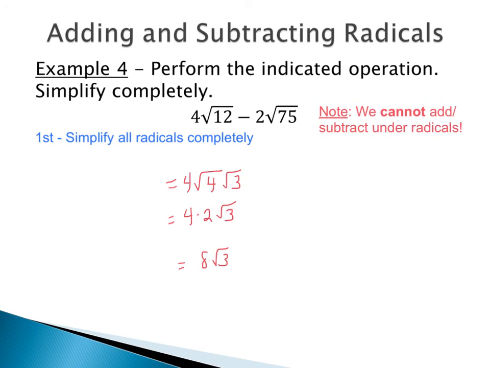I'm going to repeat that process for the 2 square root of 75, so I have a subtraction throughout all of these. So square root of 75 would break down to square root of 25 and the square root of 3, because 25 is the largest perfect square factor. Then square root of 25 is just 5, which means that we then have 2 times 5, which would be 10, and we still have that square root of 3.